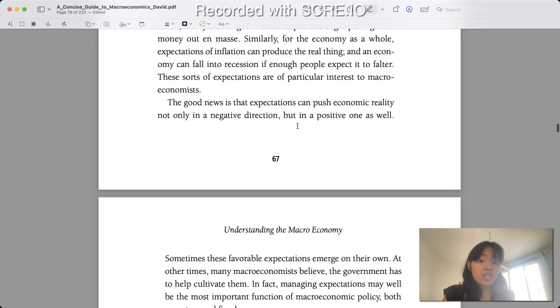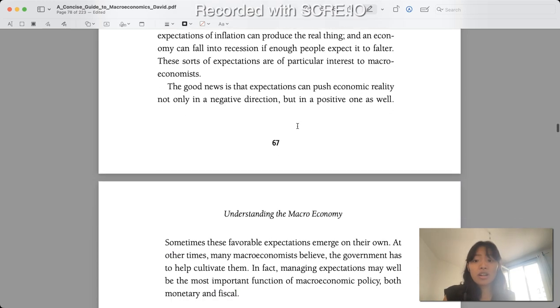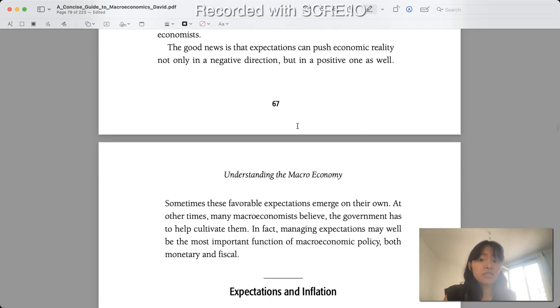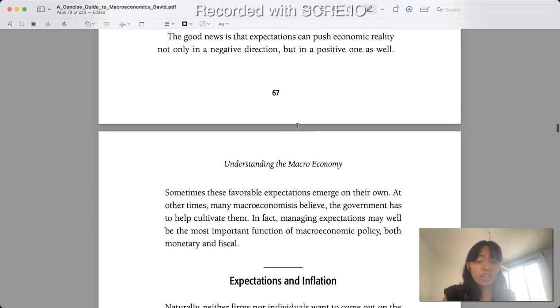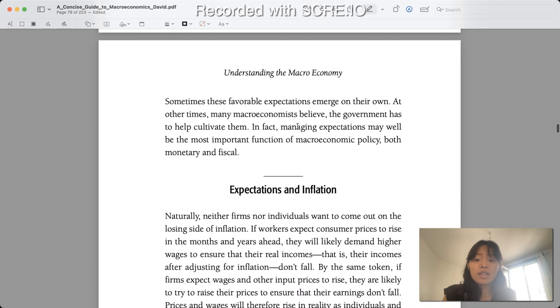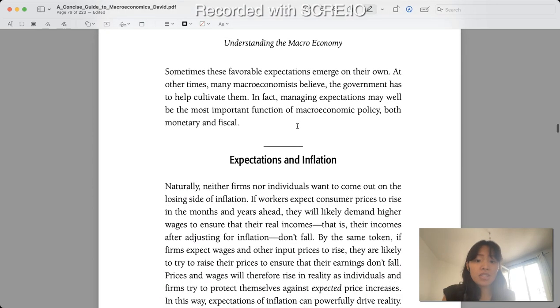These sorts of expectations are of particular interest to macroeconomists. The good news is that expectations can push economic reality not only in a negative direction but in a positive one as well. Sometimes these favorable expectations emerge on their own, at other times, many macroeconomists believe the government has to help cultivate them. In fact, managing expectations may well be the most important function of macroeconomic policy, both monetary and fiscal.